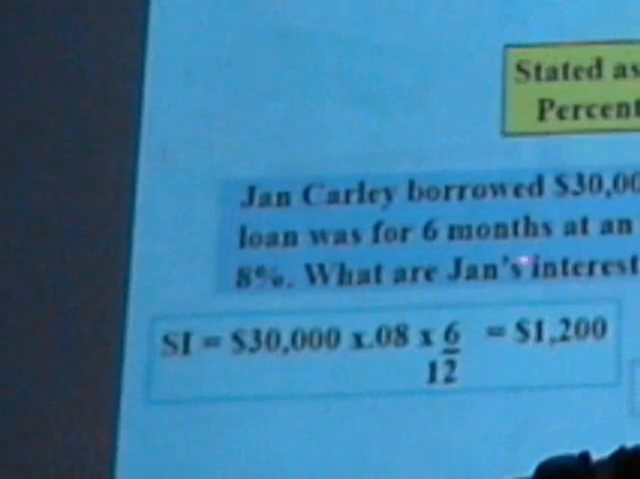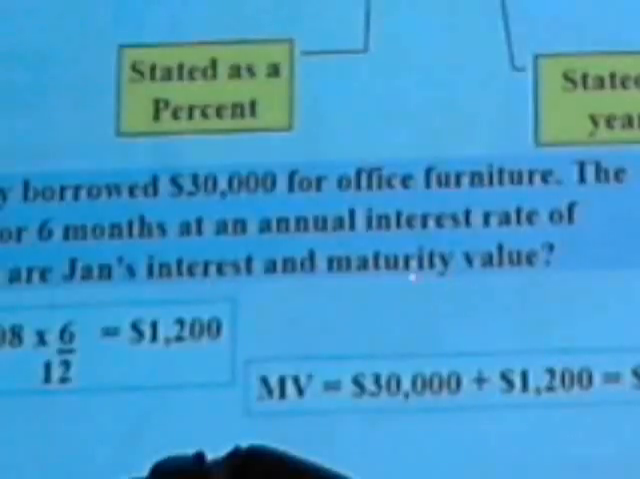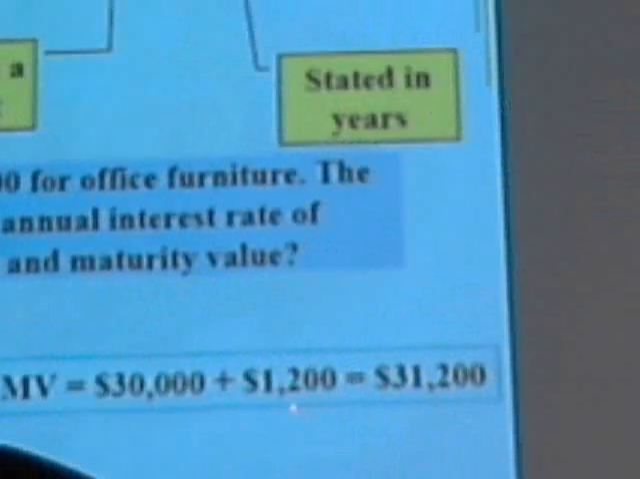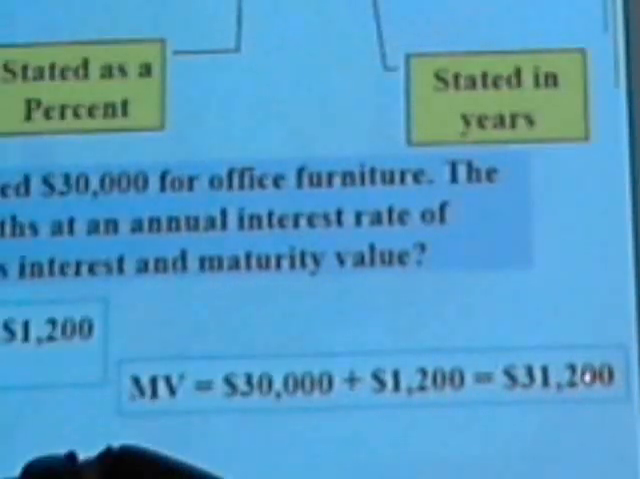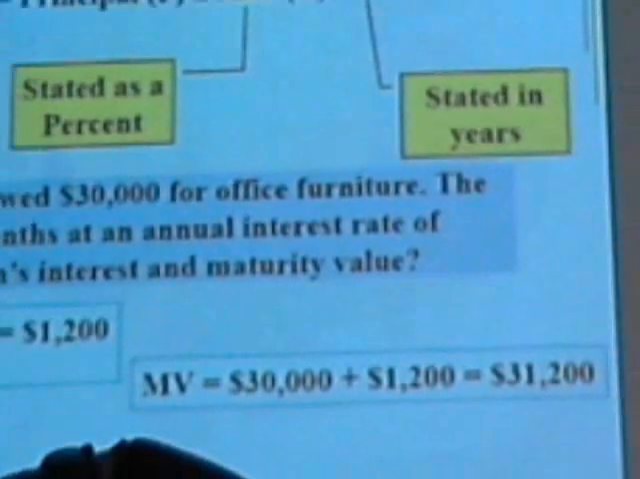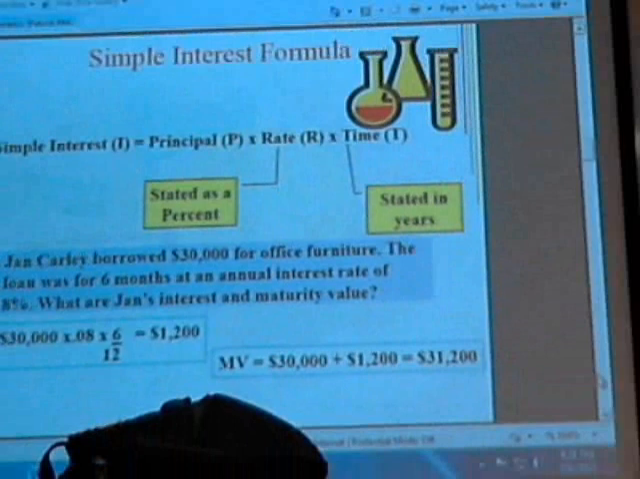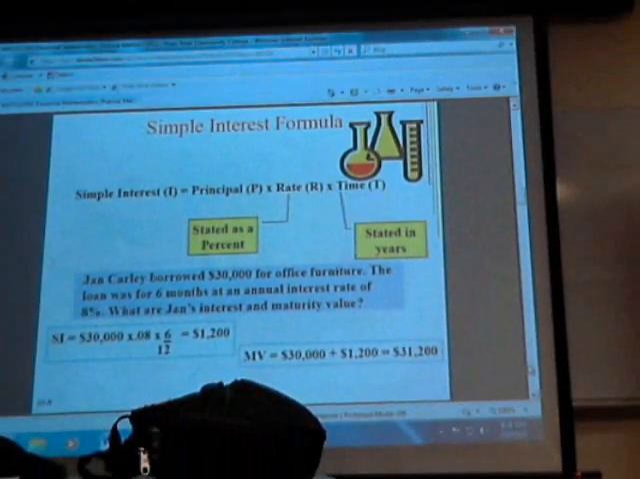Now the question says, what are Jan's interest and maturity values? So at this point, this is step one. We are not done. We have to take the interest and add it to the principal. And this is the total amount that Jan will pay back, $31,200. So if you're with me so far, from the board all the way to here, then the chapter should be a breeze.